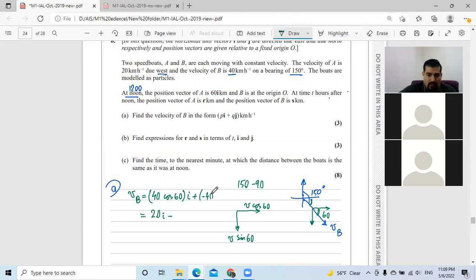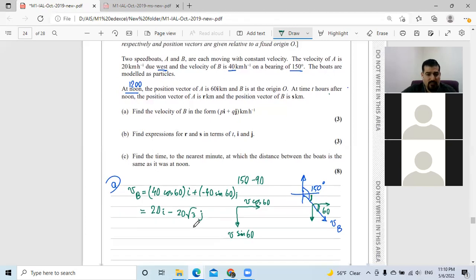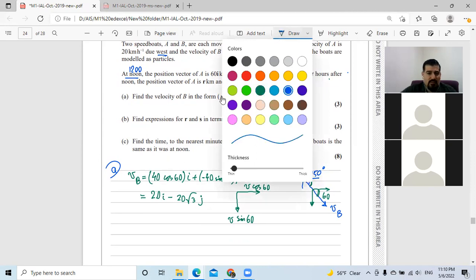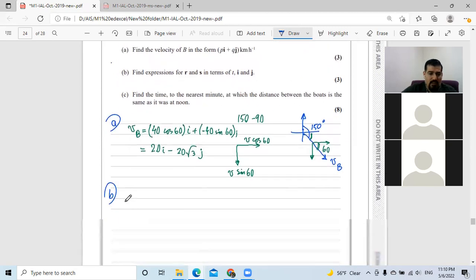Negative 40 sine 60 J, so that it will be negative 20 square root of 3 J. Okay, that's the velocity of B in terms of Pi plus Qj. Then part B: find the expression of R and S in terms of t. Okay, that's easy. Now R is equal to R naught plus V for A times t.